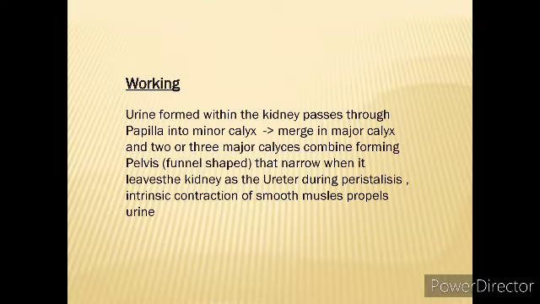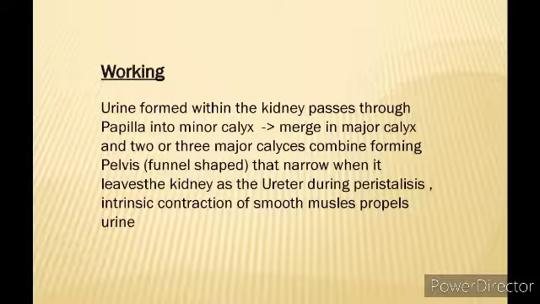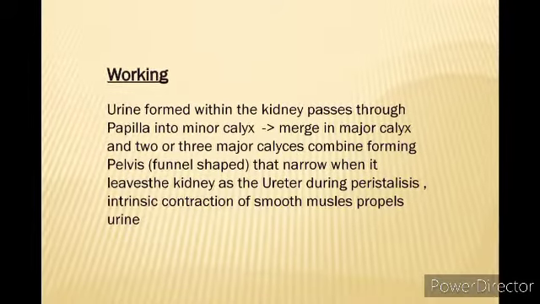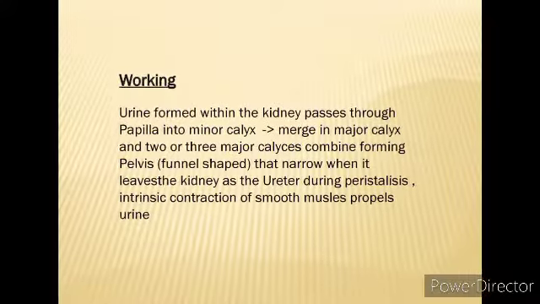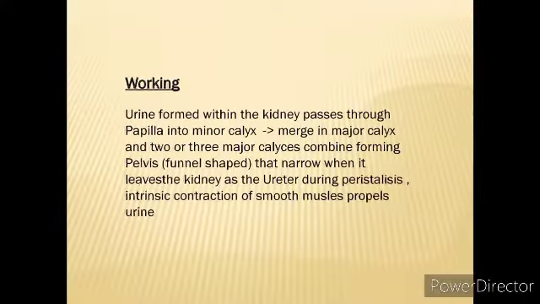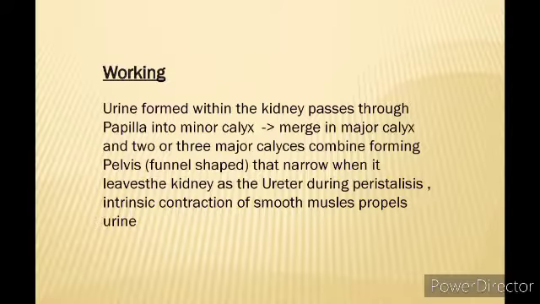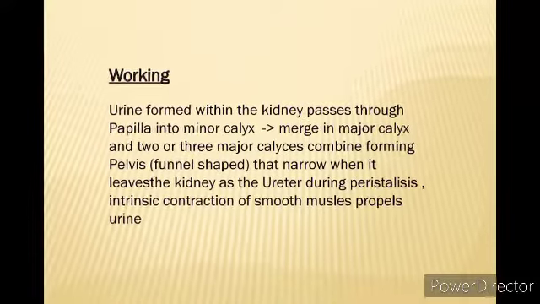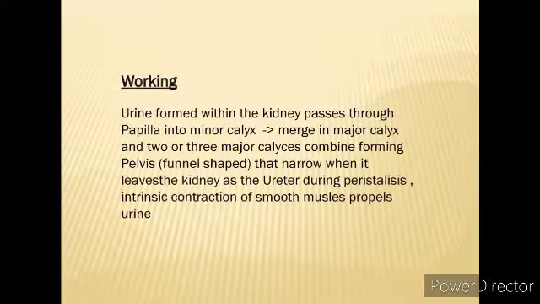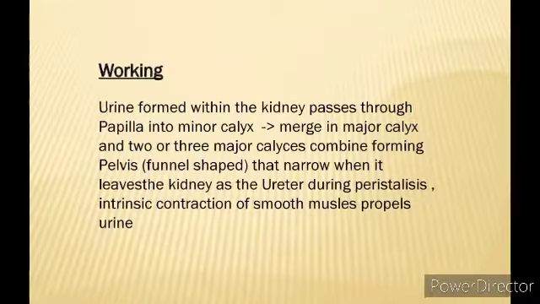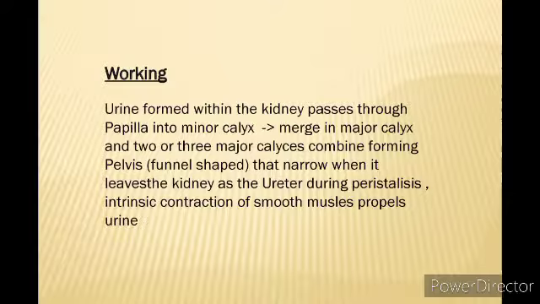Now how does it work, how is the urine formed, and how does the urine leave from the kidney to the urethra? Simple: several minor calyces merge into a major calyx, and 2 or 3 major calyces combine forming a renal pelvis, a funnel shaped structure, and that narrows when it leaves the kidney as the ureter. The walls of the calyces and the renal pelvis are lined with transitional epithelium and contain smooth muscle. There is a peristaltic movement.